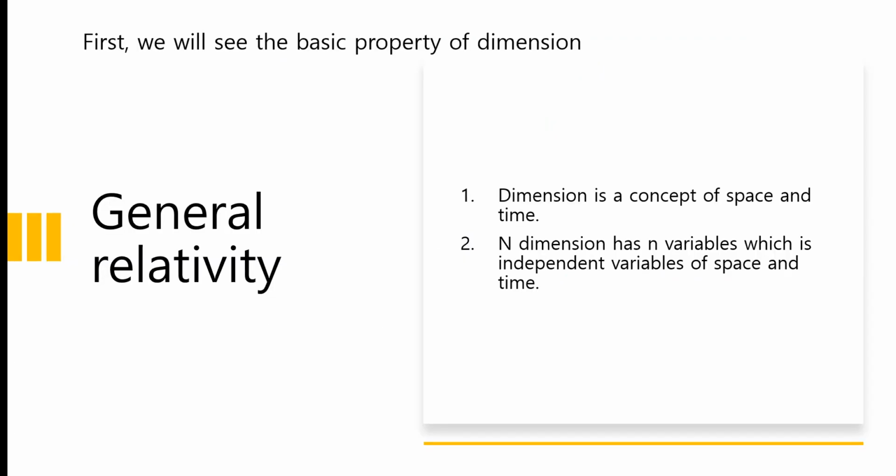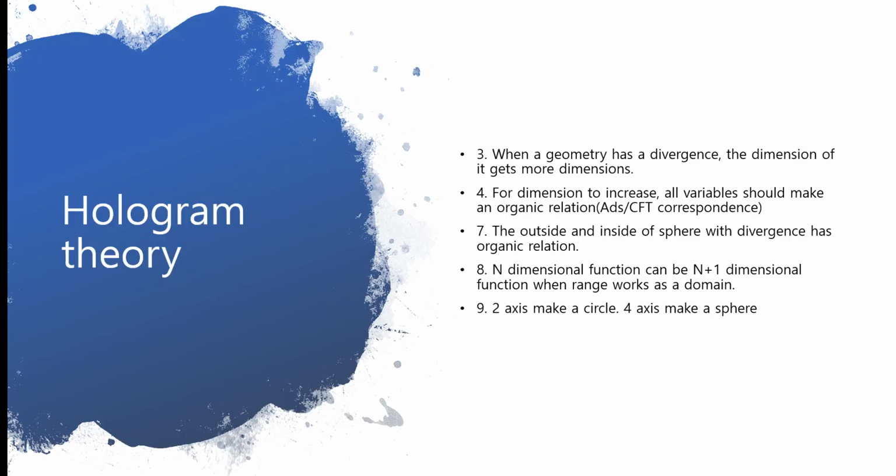We will see the basic properties of dimension. General relativity says dimension is a concept of space and time, and n dimension has n variables, which are independent variables of space and time. Hologram theory says that when a geometry has a divergence, the dimension of it gets more dimensions.